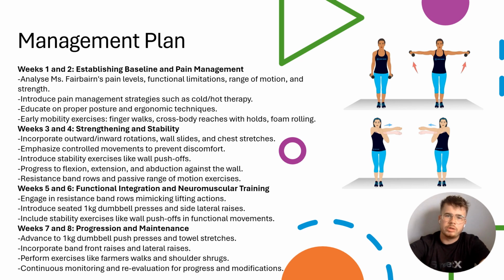As we progress into week 2, Ms. Fairbairn continues with mobility exercises, including shoulder wands and finger walks, to further improve range of motion and reduce stiffness. Additionally, she learns how to manage pain therapy through techniques such as cold or hot therapy. Throughout these initial weeks, our team maintains close monitoring and communication with Ms. Fairbairn to ensure her comfort and progress, laying a solid foundation for the subsequent phases of her rehab journey.